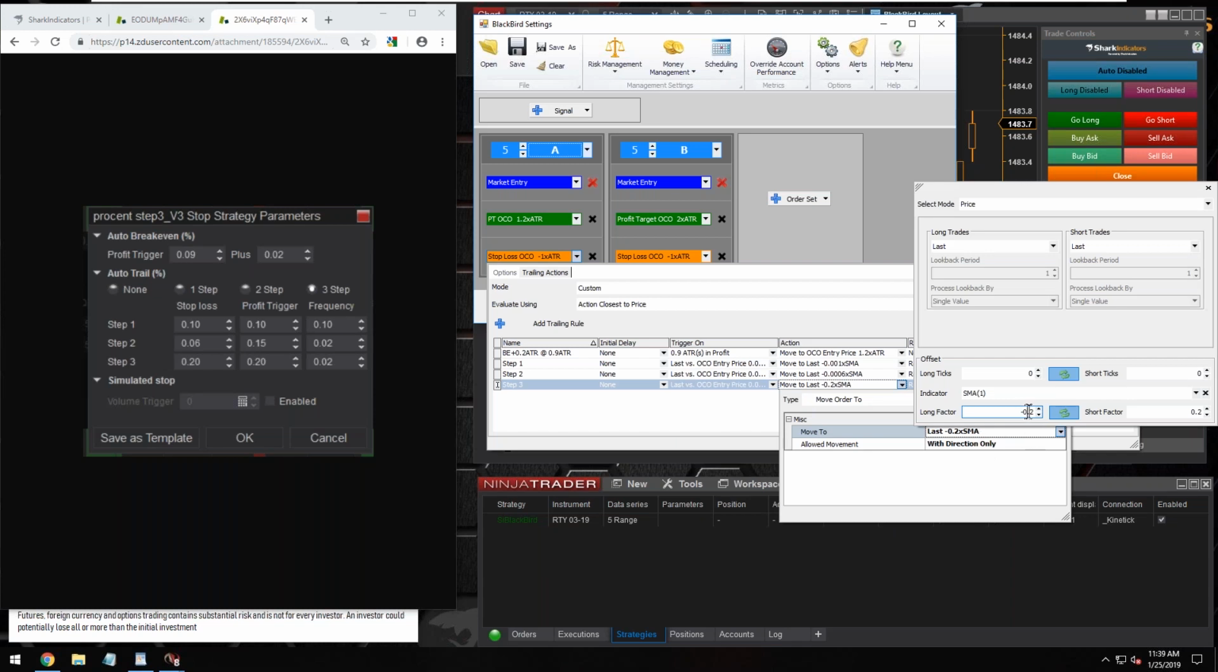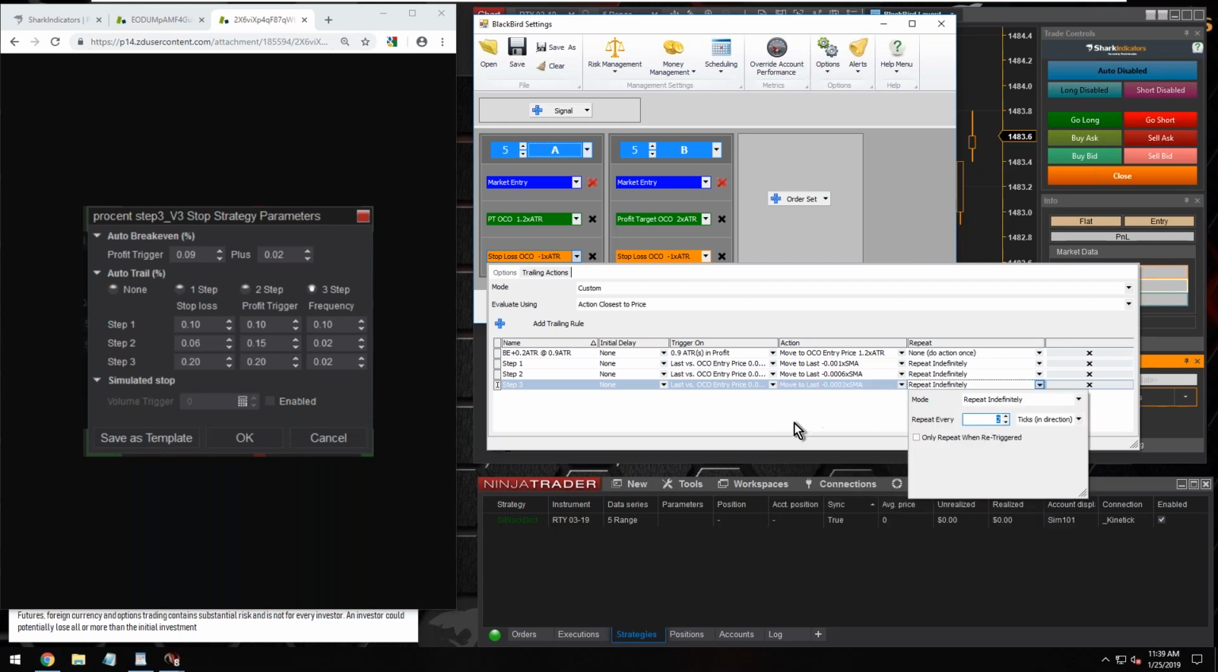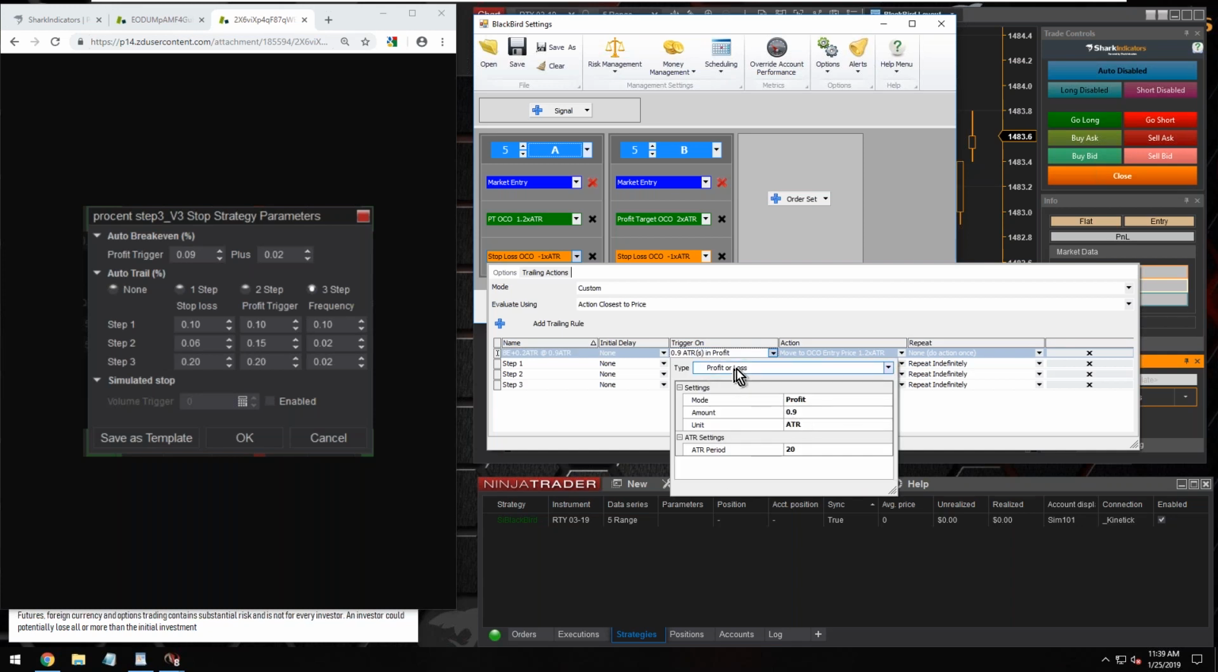So let's make sure we get the correct number of zeros in here. So that converts over to 3 zeros. So 0.0002. All right, and again, let's just double check the repeat. That's 2 ticks. And, oh, let's adjust the break even. Yeah, let me go and adjust the break even here. So we want 0.09%.